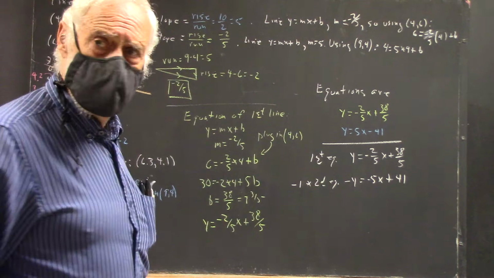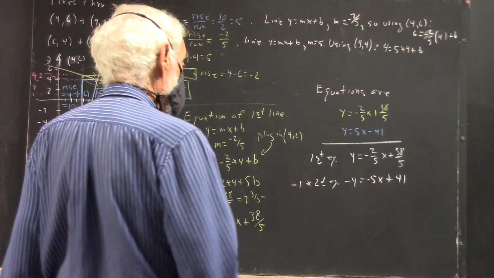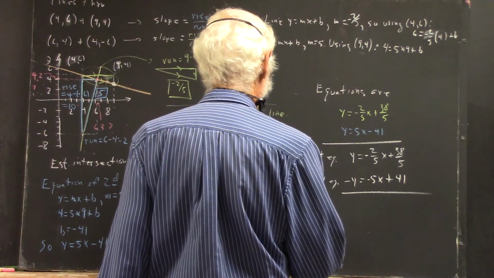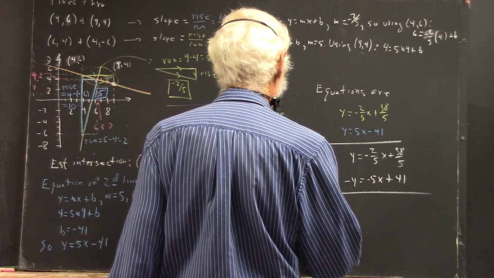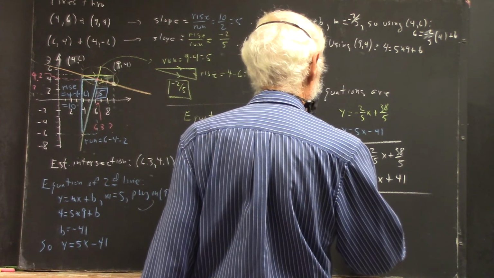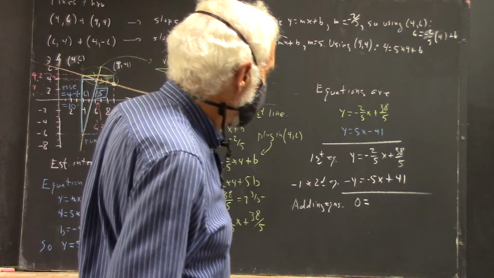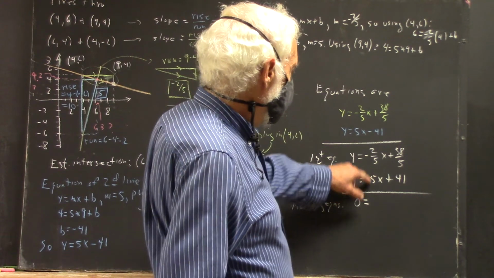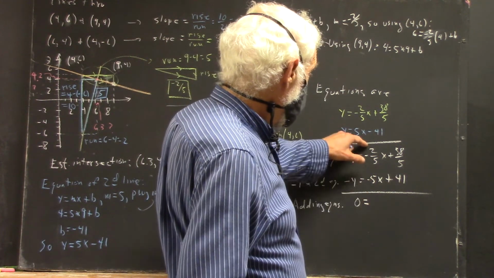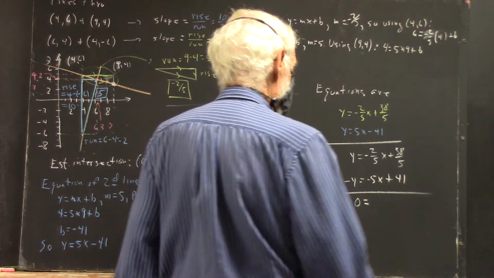I think I'm going to get a correct solution out of this. I did something wrong here. Okay. Adding the equations, we get 0 equals what? Well, that's -5 2/5 x, right? Or -27/5 if you do the fractions.